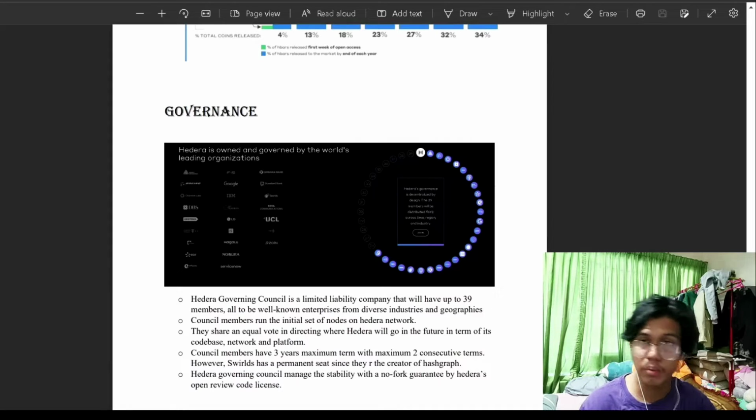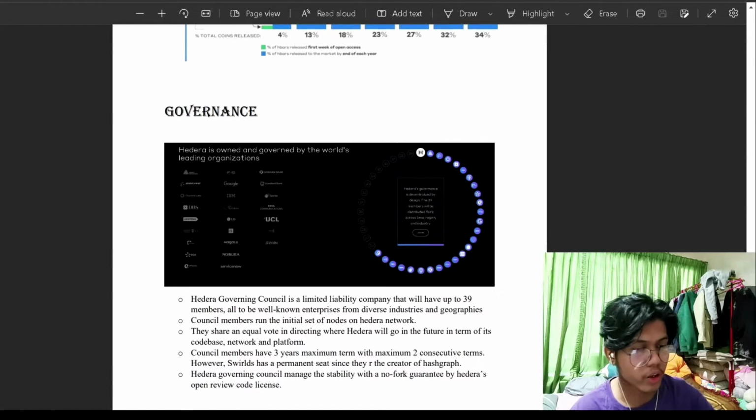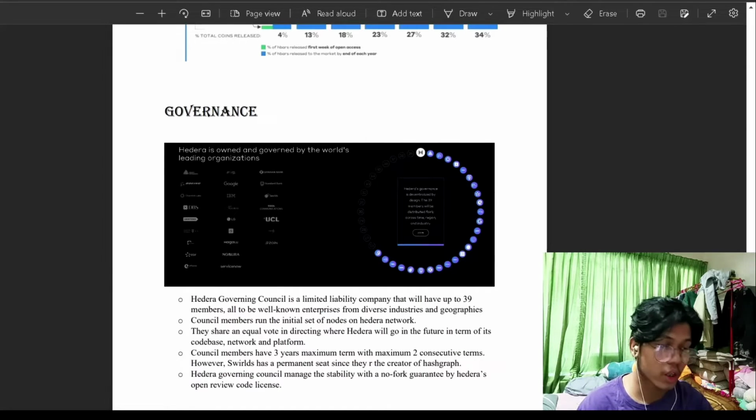They will make a meeting if they need to make a very important decision for Hedera Hashgraph. As you can see right here in the very first sentence, Hedera Governing Council is a limited liability company that will have up to 39 members, all to be well-known enterprises from diverse industries and geographies. They can discuss together in a meeting how they can implement Hedera in the real world.